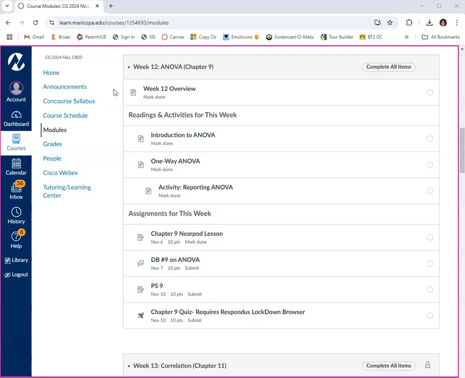This chapter introduces a new statistical test that will allow researchers to compare 3 or more separate groups. I've tried to simplify and summarize the complexity of ANOVA in this week's Nearpod lesson and lecture videos. Therefore, for this week, I recommend doing the Nearpod lesson first and then reading the textbook. So let's get started with this week's overview.